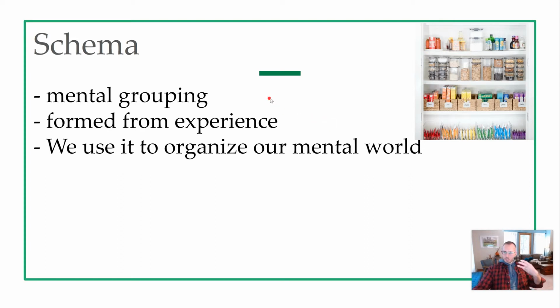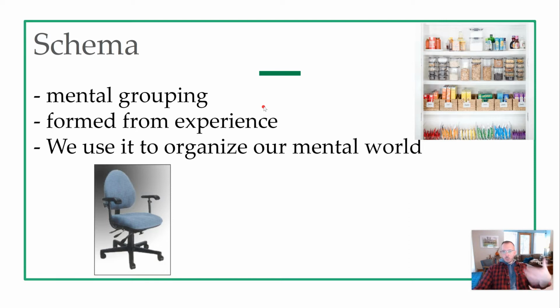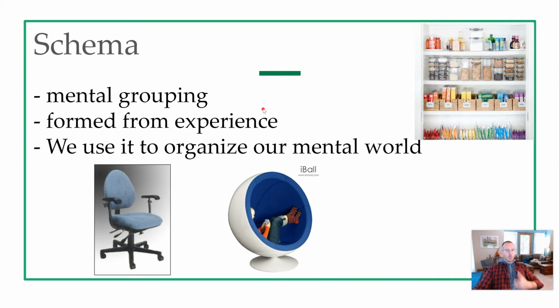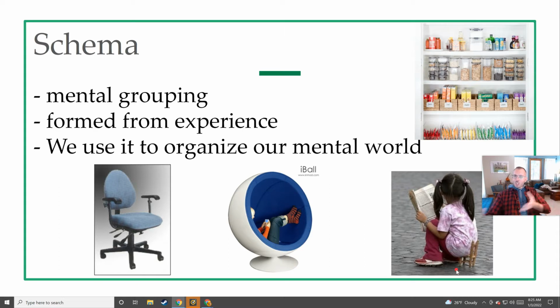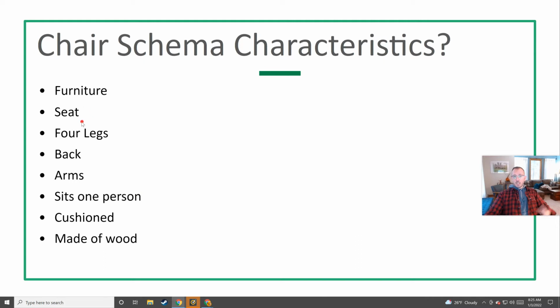They form, the definition is that 3-part definition, mental grouping formed from experience that we use to organize our mental world. So that's a chair that you see that you've put that into your Tupperware container of chair. We've done this a couple of times together. You also call that a chair, and you call this a chair as well. They don't share a whole lot of things, except they have some key characteristics. It's a seat that has enough legs to support it, right? It's got a back and it sits one person. It doesn't matter if it's cushioned or made of wood. That's kind of extemporaneous. There are certain characteristics that make it a chair that allow us to put it into that schema.